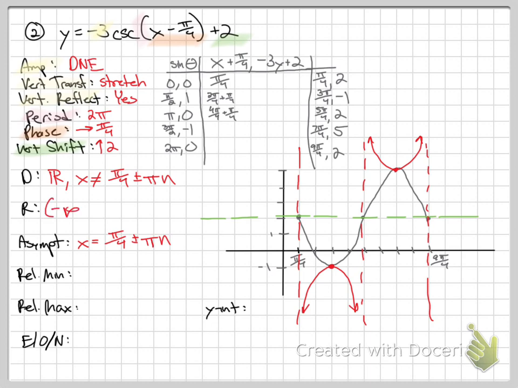Range goes down to negative infinity and it comes up and stops at negative 1, bracket. Then there's a gap. I'm looking at the red graph. There's a gap until it starts again at bracket 5 and goes up to infinity. Relative minimum, bottom of a valley. Relative maximum, top of a hill. Fill those in. They only happen once a period, so 2 pi n.